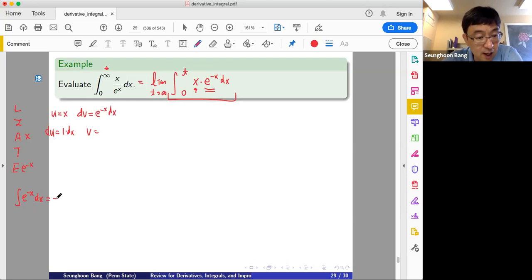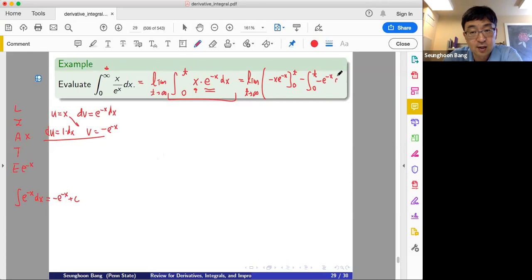Yeah, so exactly negative e to the minus x plus c. So we have negative e to the minus x. So this one is the limit as t approaches infinity. What's the first one? u times v. We have the minus x times e to the minus x from 0 to t, minus the integral from 0 to t of v times du. The v times du is 1 times e to the minus x, which is negative e to the minus x dx.